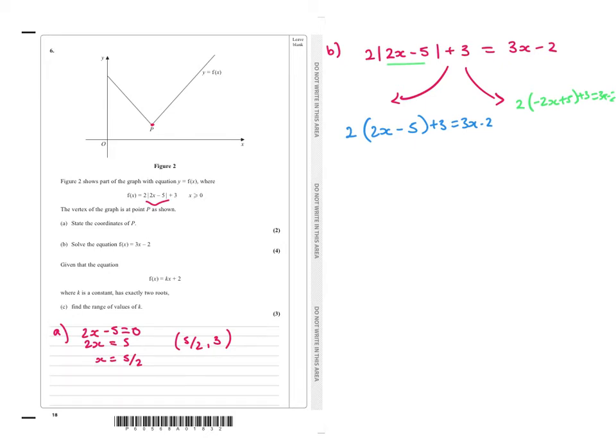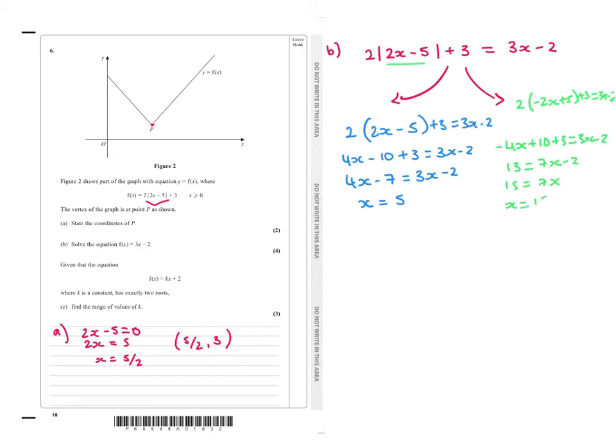So for the first one, we're going to get 4x minus 10 plus 3 equals 3x minus 2. 4x minus 7 equals 3x minus 2. x equals 5. And then we're going to have minus 4x, 2 times 5 is 10, plus 10 plus 3 equals 3x minus 2. So I'm going to get 13 equals 7x minus 2. 15 equals 7x, so x equals 15 over 7.